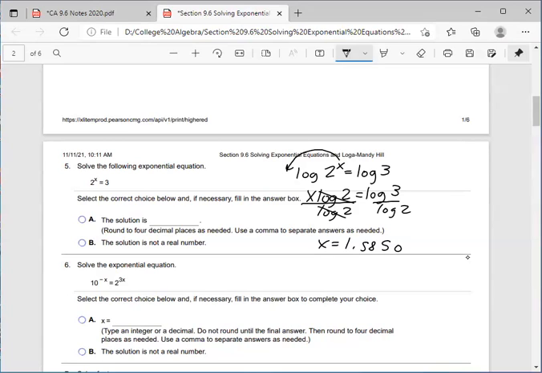It would be really nice if I could get both of these to either be 10 to the something or 2 to the something, but 10 will not turn into 2. There's no power of 2 that is 10, and 2 won't turn into 10. So I'm going to have to move to that step where I would say the log of 10 to the negative x is equal to the log of 2 to the 3x, because that allows me to bring that negative x down front and the 3x down front.